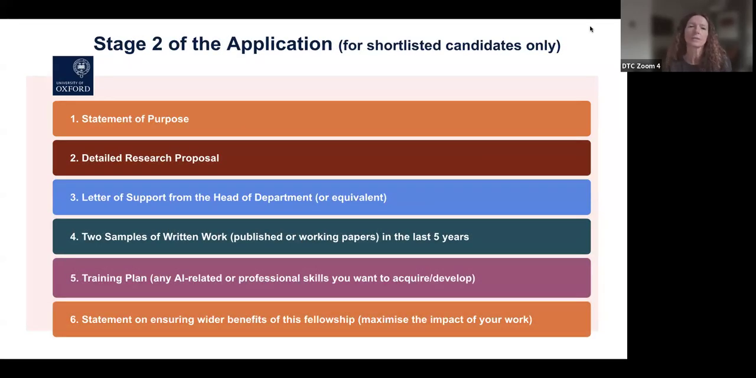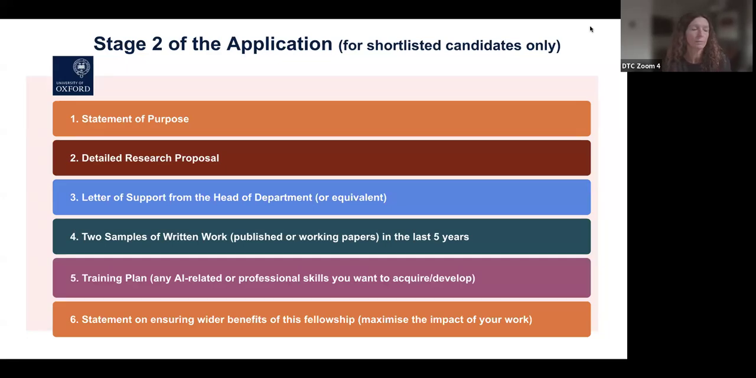So stage 2 of the application, and this is for shortlisted candidates only. We will notify all candidates that have been successful at being shortlisted and also those that haven't been shortlisted once stage 1 closes and we've made those decisions. So in stage 2, we request a statement of purpose. We also request a more detailed research proposal. At this point, we ask for a letter of support from your head of department or equivalent.